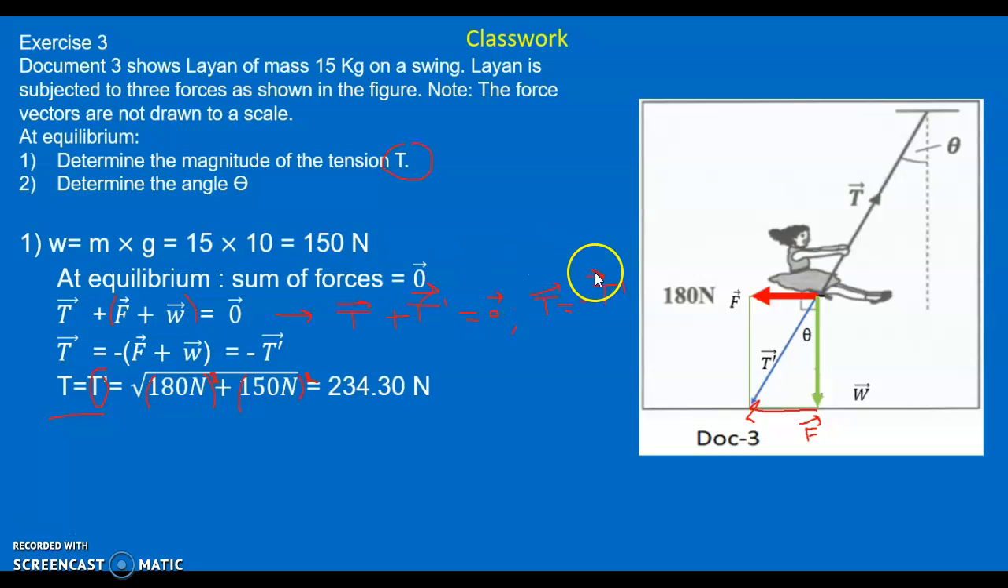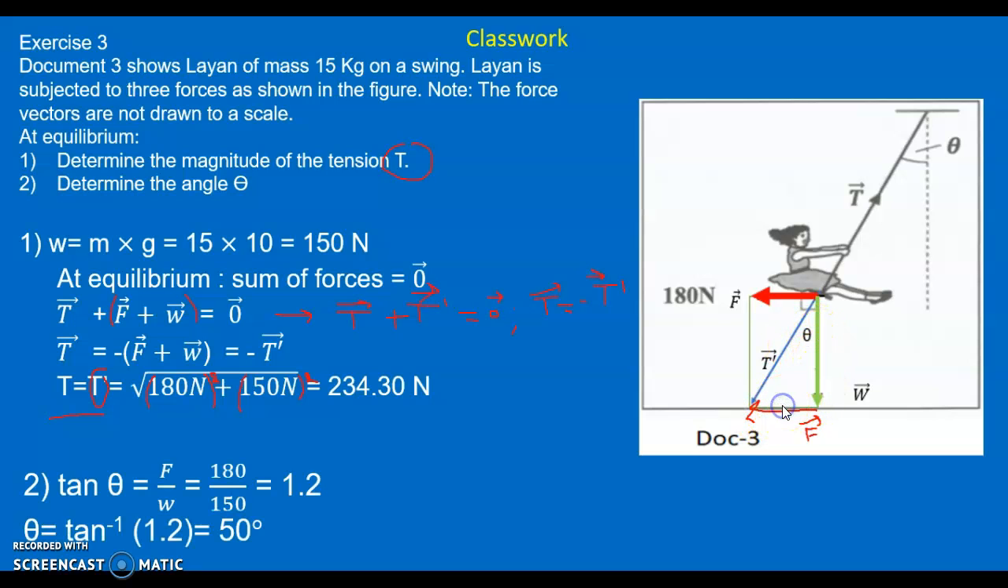Moving T prime to the other side, we have T vector equal to minus T prime. This means that T and T prime are two collinear vectors having the same magnitude but opposite direction. The minus sign here shows that they have opposite directions. So because of that, we can say that T equals T prime as a magnitude, because we're looking for the magnitude of the tension. And we can find the magnitude of T prime by applying the Pythagorean theorem here.